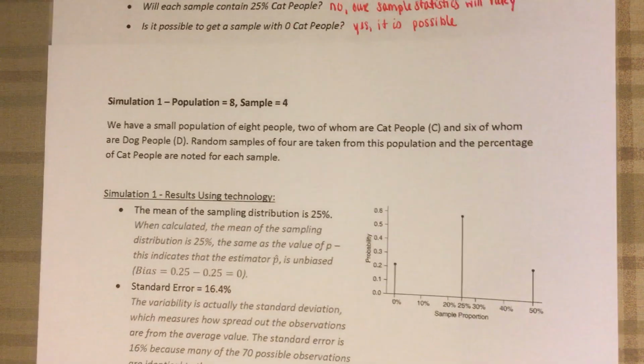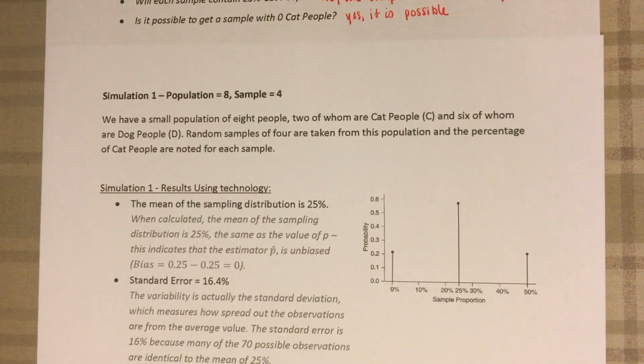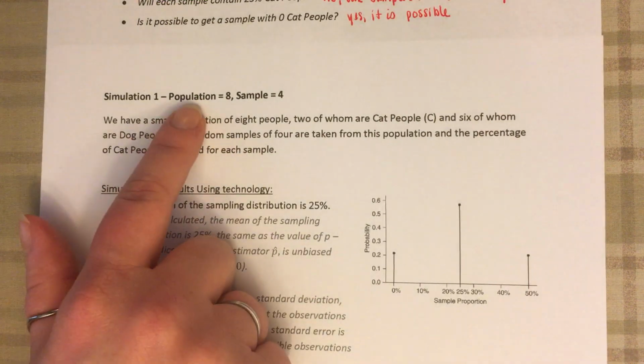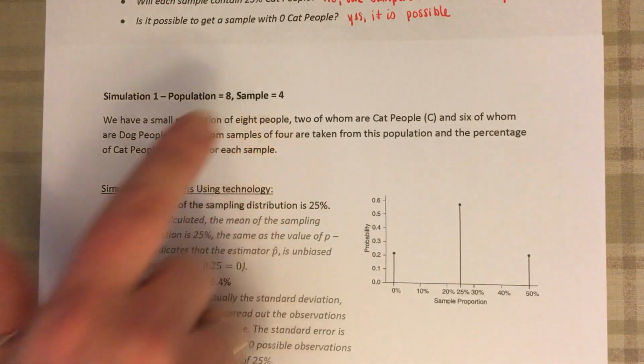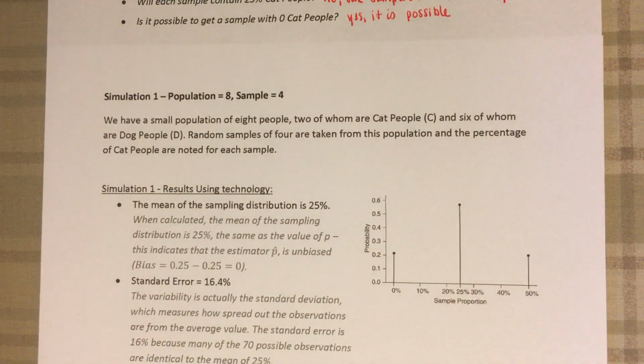All right, so in our first simulation, we have a relatively small population and a relatively small sample. We're looking at a population of 8 people, and out of these 8 people, we're going to select samples of 4 different people. We were told that our P is 25%. So that means 2 out of our 8 people, or 1/4, 25%, are cat people.